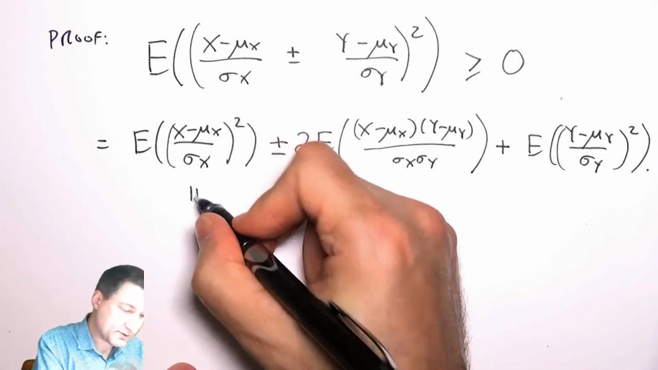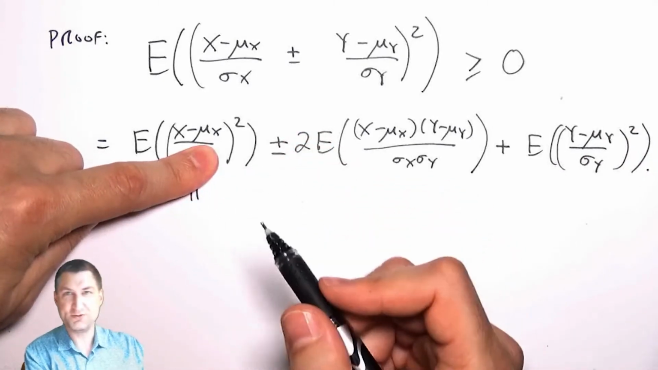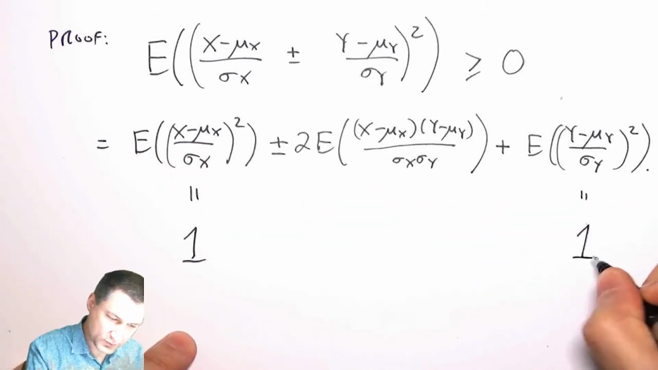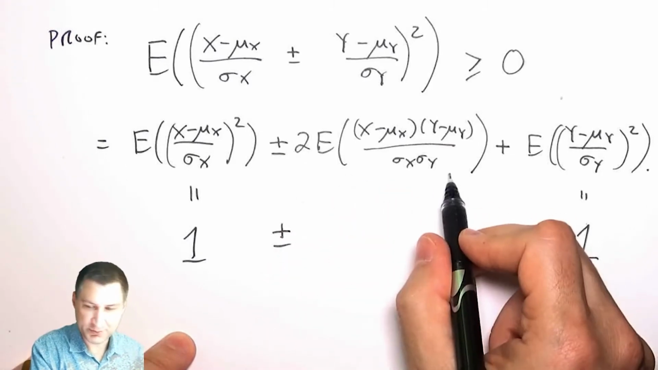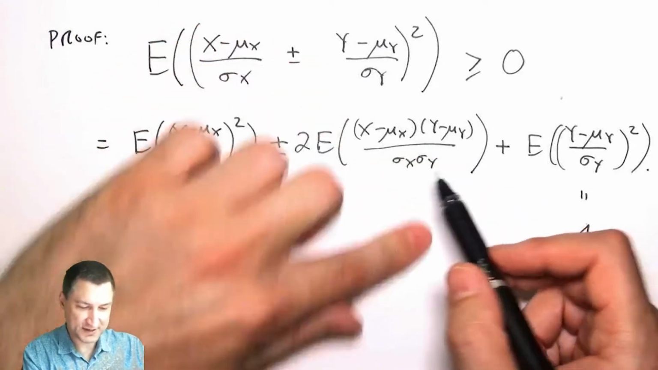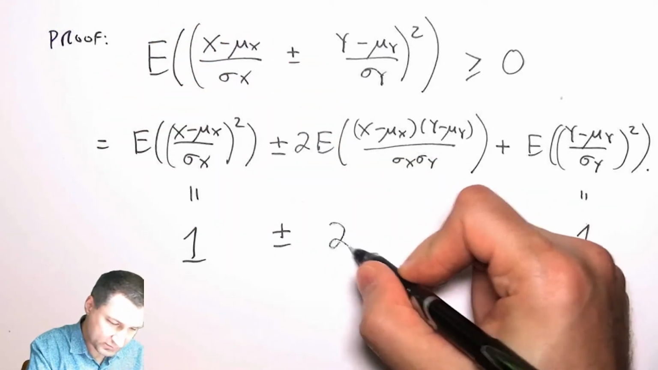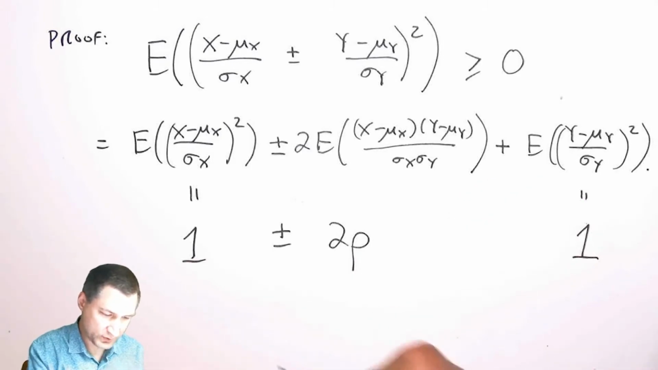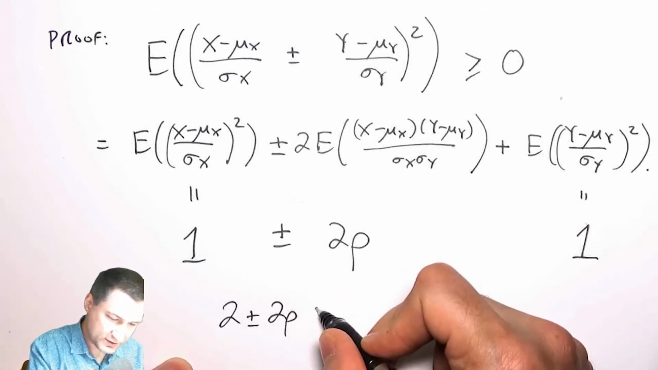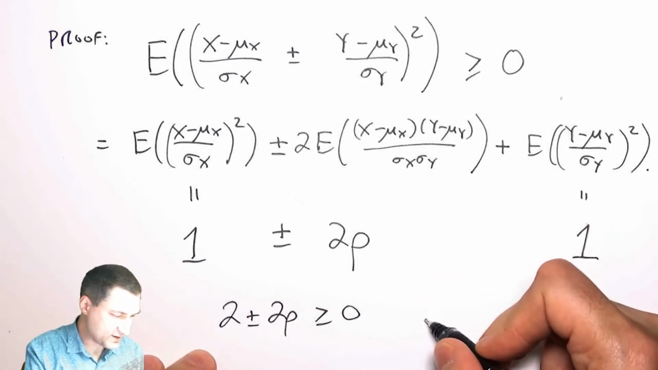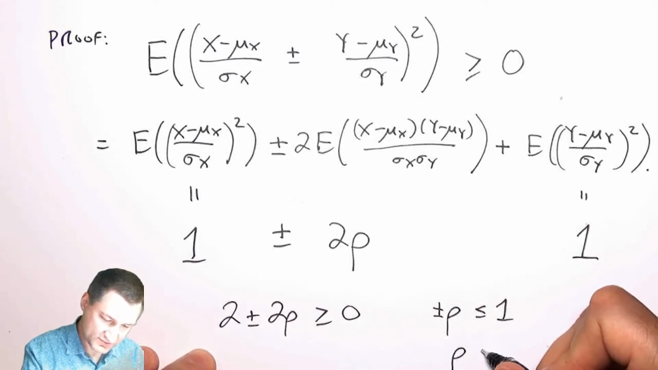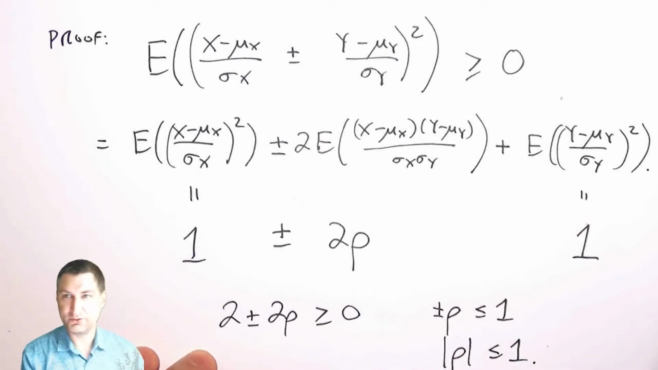Now I say, well, actually, hey, if I had this, this would be sigma squared, right? So here, the expected value of this thing is just 1. The expected value of this thing is just 1. This thing in the middle is actually what we defined as the correlation coefficient, the covariance divided by the standard deviations of x and y. So this is actually plus or minus 2 rho. So what we learned was that 2 plus or minus 2 rho is greater than or equal to 0, which is a different way of rearranging this to say that plus or minus rho is less than or equal to 1, or rho is less than or equal to 1 in absolute value.